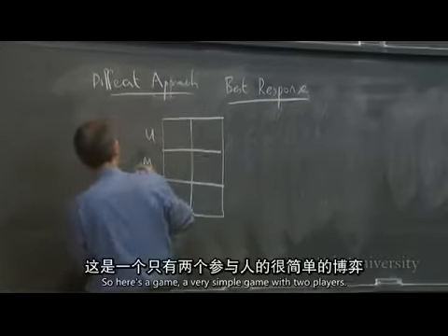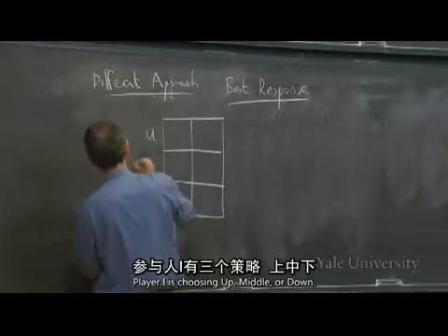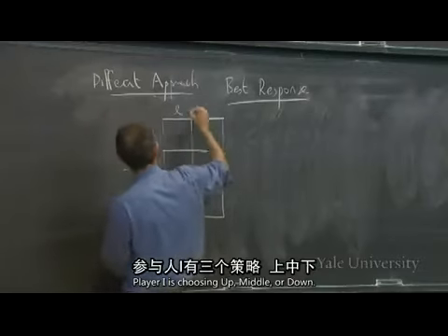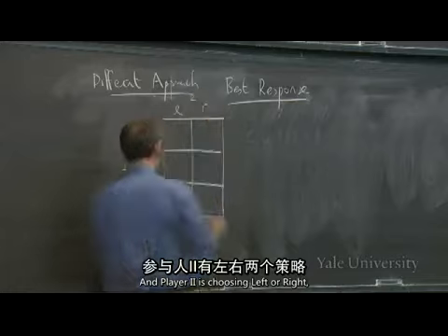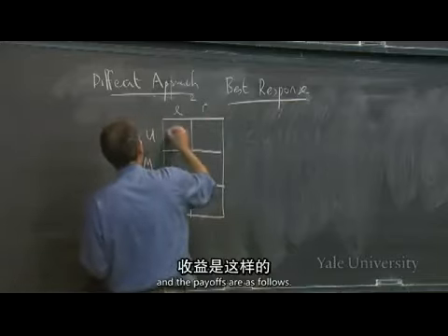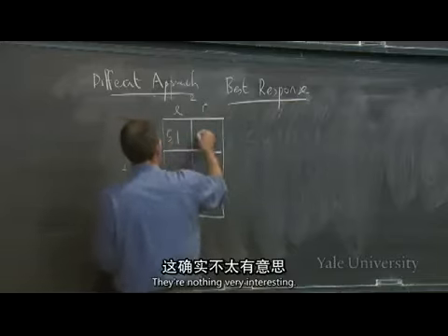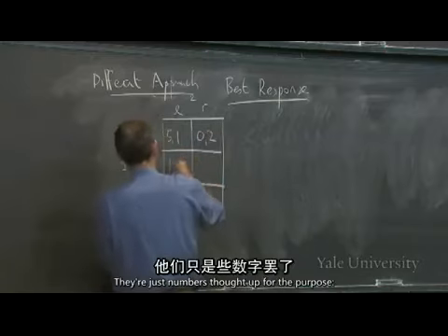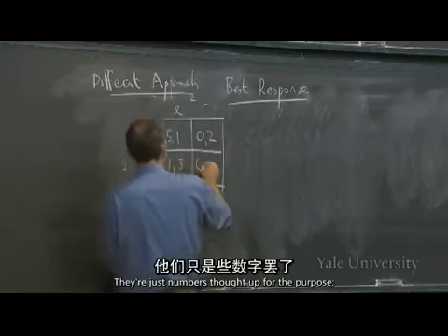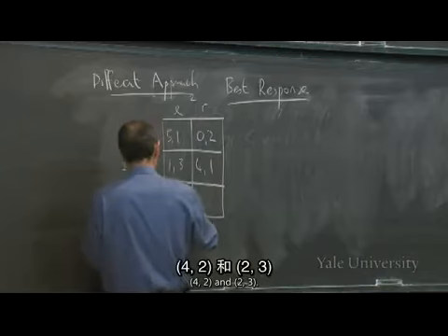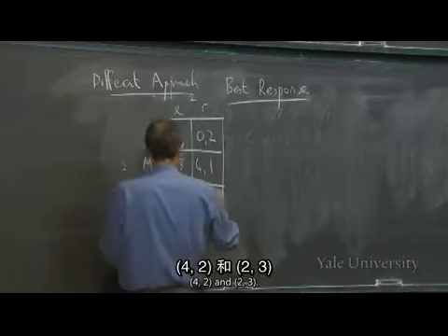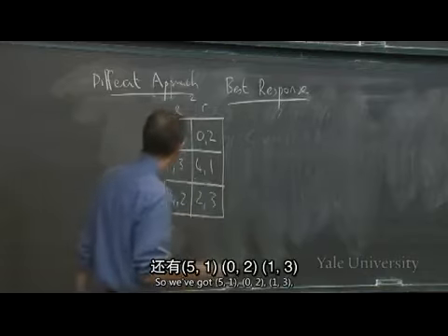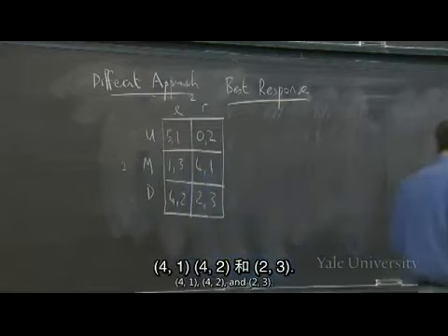So here's a game, very simple game with two players. Player 1 is choosing up, middle, or down, and player 2 is choosing left or right. And the payoffs are as follows. They're nothing very interesting. They're just some numbers thought up for the purpose. 5, 1, 0, 2, 1, 3, 4, 1, 4, 2, and 2, 3.